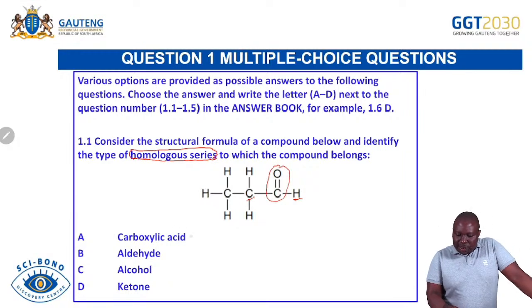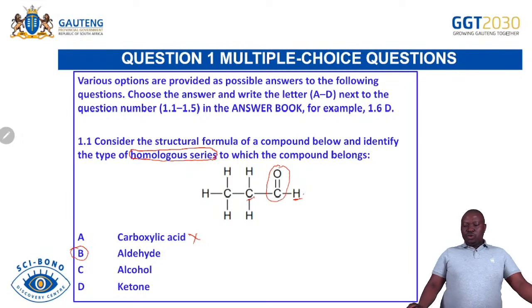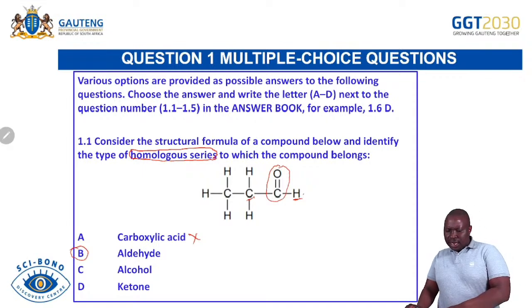So you must know that the C double bond O is attached to a hydrogen and a carbon. It's not a carboxylic acid, because a carboxylic acid is a C double bond O and an OH. For an aldehyde, it's a C double bond O and a hydrogen. So you are able to choose number B as your answer because you see that this is an aldehyde. It shows that if you know your functional group, you will be able to identify the homologous series.